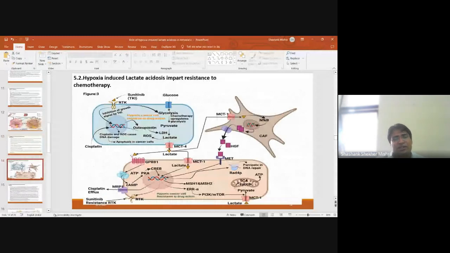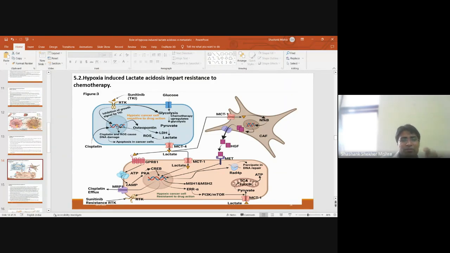In this diagram, there is a normoxic cancer cell. Here you can see a drug, sunitinib. It is a tyrosine kinase inhibitor. Another drug is cisplatin. Both of these drugs act on DNA synthesis. Ultimately, these drugs inhibit the replication or synthesis of DNA in the cancerous cells. These two drugs are cytotoxic in nature, and they have successfully inhibited DNA replication or synthesis.